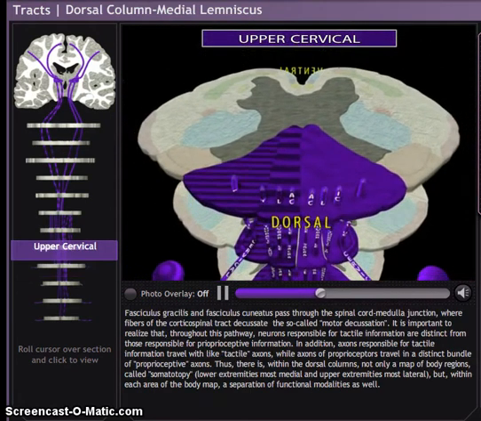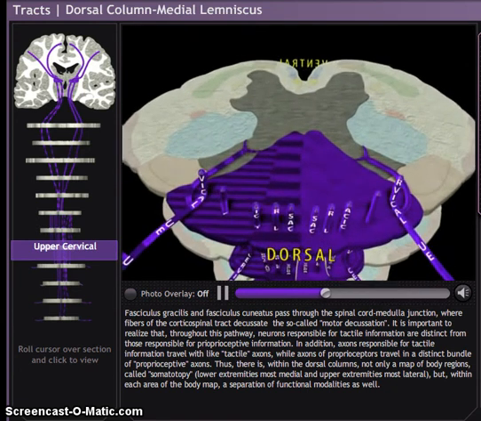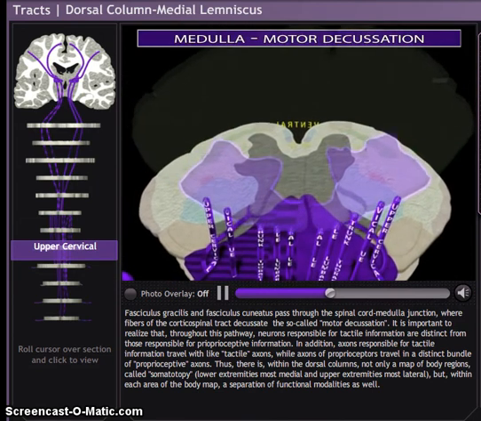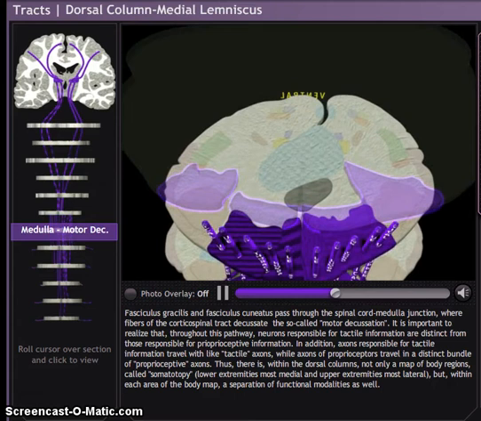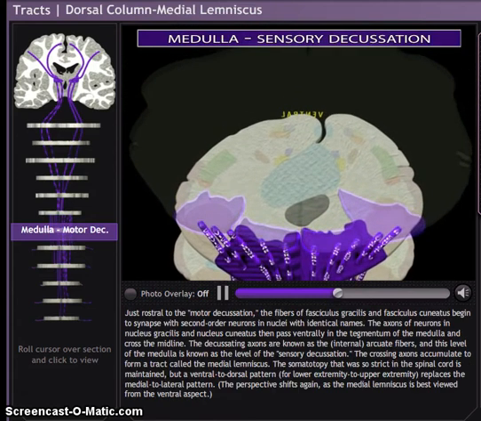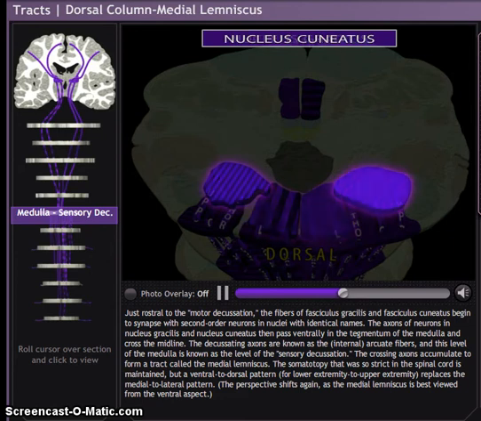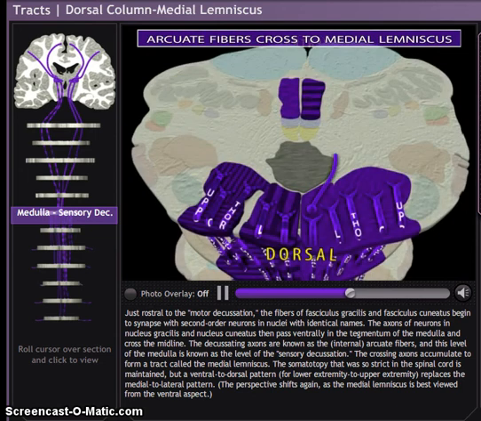As the fasciculus gracilis and fasciculus cuneatus pass through the spinal cord medulla junction, keep in mind that within the DCML tract, axons are grouped both by their function and the area of the body from which they originate. Just rostral to the motor decussation is the sensory decussation, where the fibers of fasciculus gracilis and fasciculus cuneatus synapse with second-order neurons. The axons of neurons in nucleus gracilis and nucleus cuneatus then pass ventrally in the tegmentum of the medulla and cross the midline.